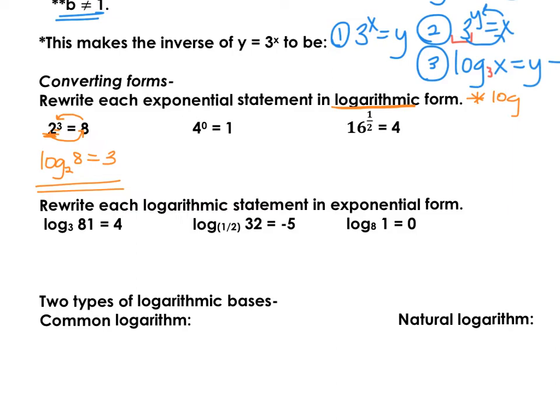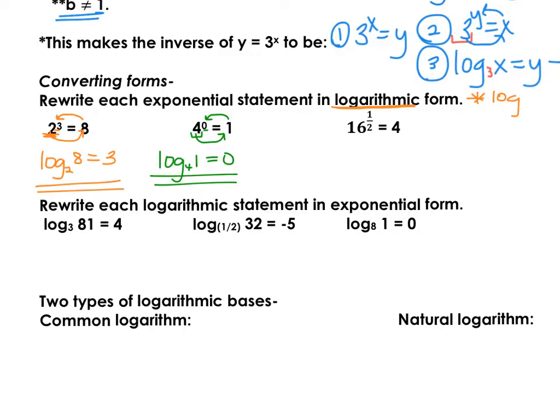Let's try the next one. Same idea. 4 to the 0 power equals 1. Our base is 4, the exponent is 0. If we want to take the inverse and write it in logarithmic form, log base 4 of 1 equals 0. And you're just rewriting. We're not solving, we're not trying to evaluate anything. We're just rewriting one statement to another.